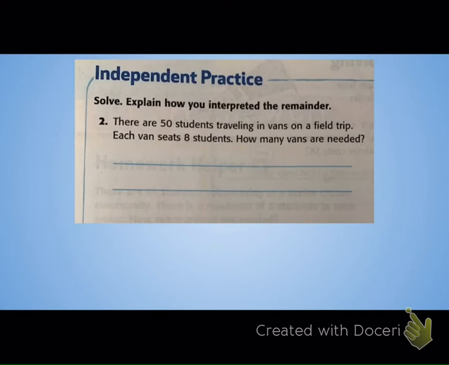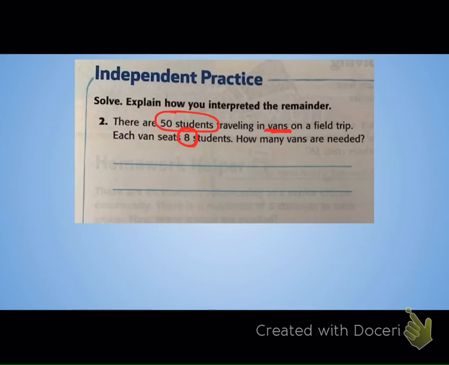All right, so let's take a look at this problem here. It says there are 50 students traveling in vans on a field trip. Each van seats 8 students. How many vans are going to be needed? All right, so we have 50 students, right? And we're going to divide those 50 students by 8, because that's how many can sit in each one of the vans.